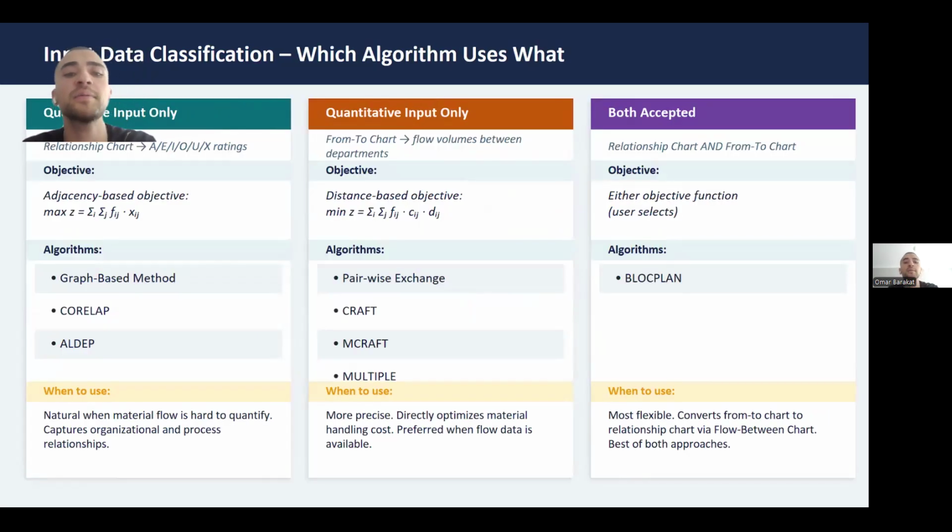So, the type of input data an algorithm accepts determines which objective function it can use. As you can see here, qualitative input has a different objective. It's adjacency based. Quantitative only is a distance-based objective. And if they're both, BLOCPLAN converts from a from-to chart to a relationship chart through a flow-between chart. The practical rule: if you have flow data, use it. If you only have organizational relationships, the qualitative tools are your only option. If you have both, BLOCPLAN is likely your best starting point.